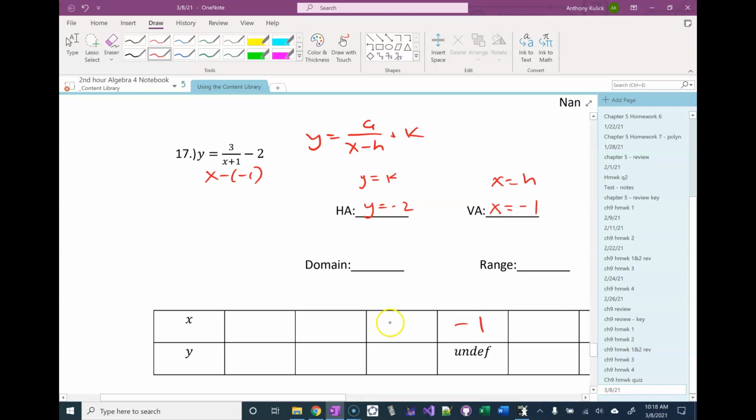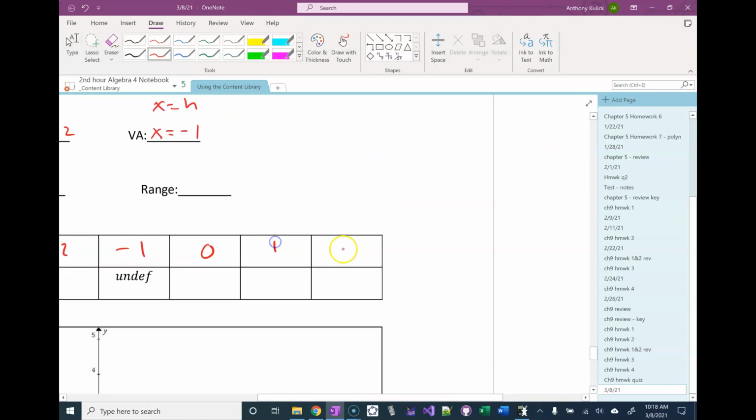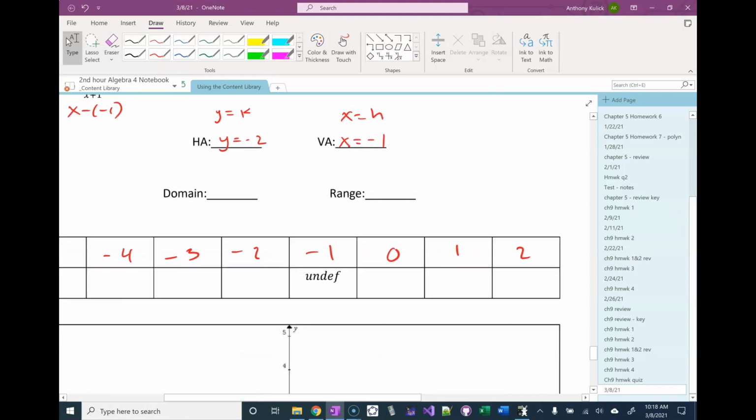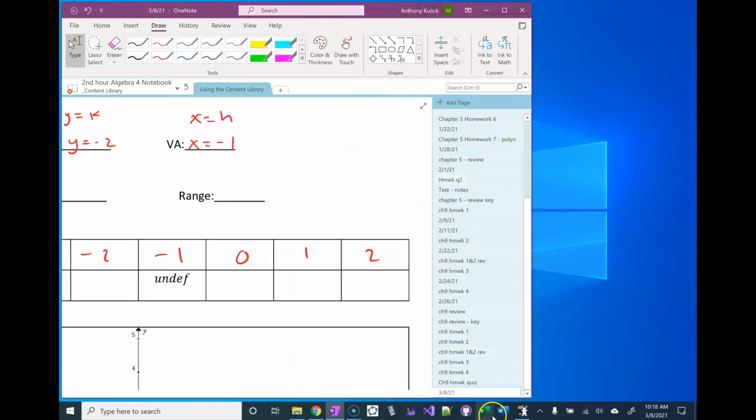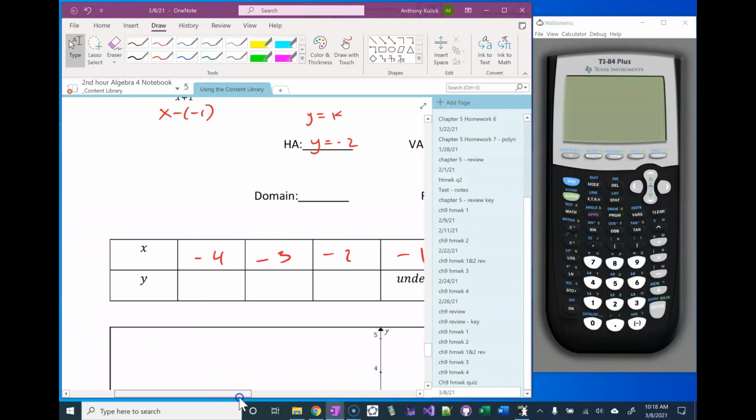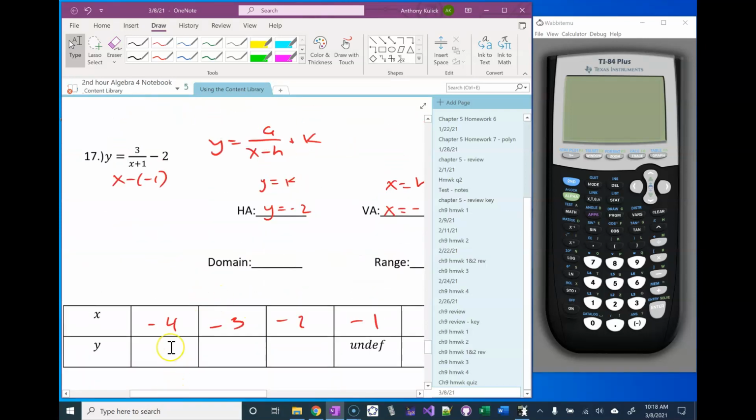And now to get the y values, what I'm doing is I'm just plugging in the negative 4 for x. Right? So we have to be careful how we're doing this. So if you tried to just do this, you're going to get the wrong answer. That is incorrect.